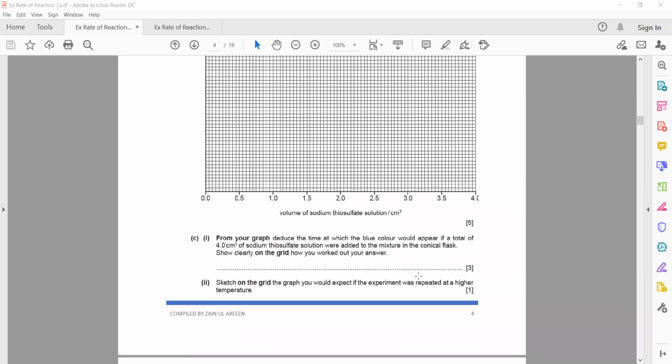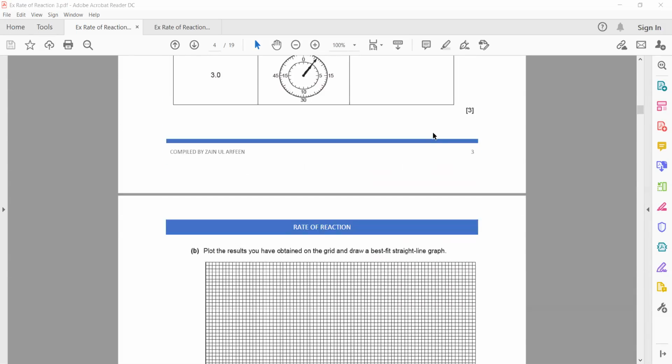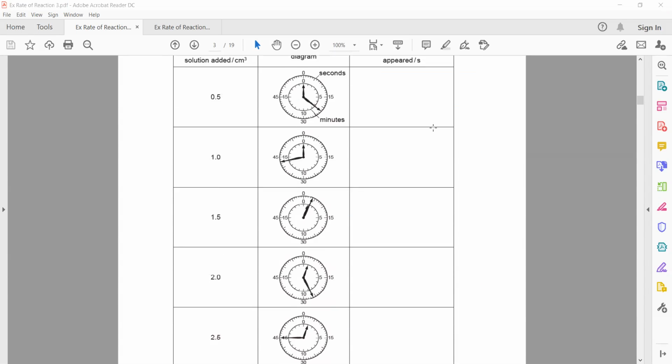Sketch on the grid if the experiment was repeated at a higher temperature. If you repeat the experiment at a higher temperature, because the reaction is faster, the blue color will appear in a short time. So if this was the original graph, when I sketch a graph, another graph will be there, a parallel line to this.